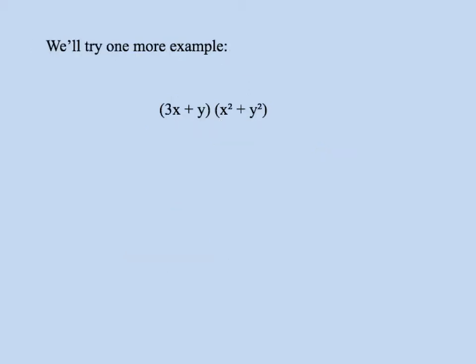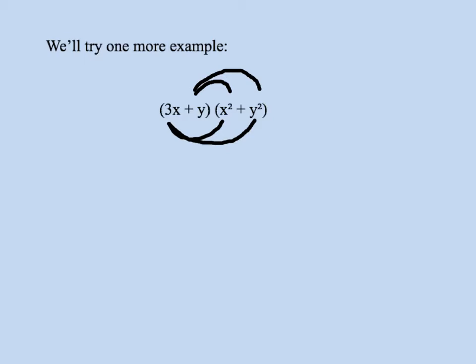We'll try one more example using the distributive property. This example is a little trickier than the first two, but I'm going to talk you through with some hints. 3x has to be multiplied by both of the terms in the second binomial. Y also has to be multiplied by both of the terms in the second binomial. Let's start with the 3x. We have to multiply 3x by x squared.